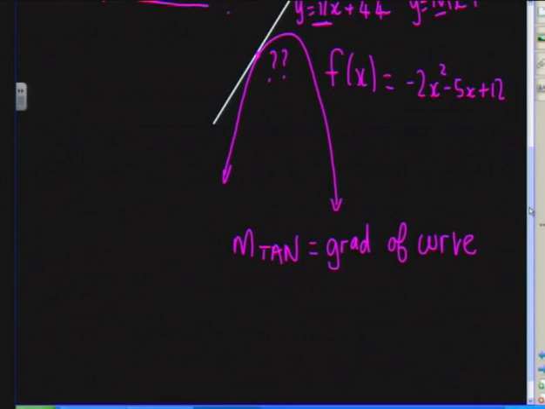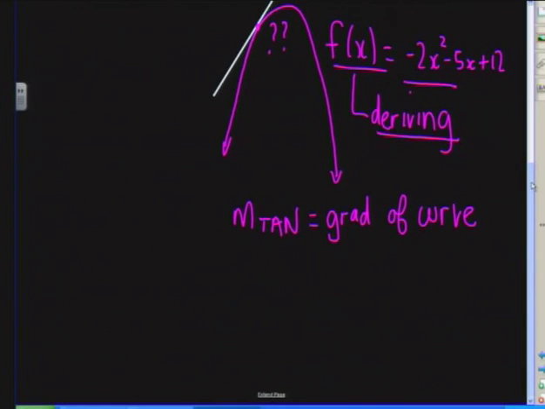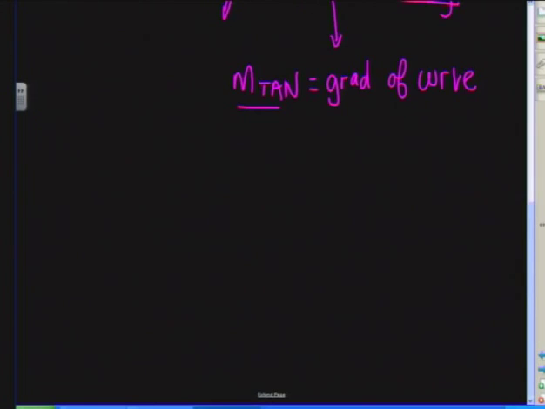We can find the gradient of the curve also very easily by deriving. At the point of contact, the derivative of the curve, which gives me the gradient, should be equal to the gradient of the straight line, which is 11. So all I need to do is find the derivative of the curve using calculus and then equate it to the gradient of the tangent. Okay, so let's have a look. Let's do that.